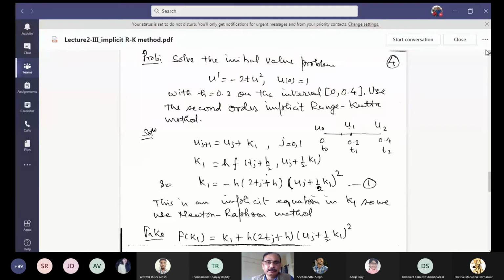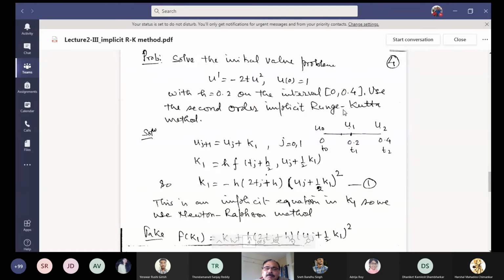Is this slide shown on your screen? Yes, sir. Okay, same problem. There is a reason to take the same problem, so that you can compare the results of all the methods you are developing continuously. u prime equal to minus 2t u square, u0 is 1, h is 0.2. You have to solve on 0 to 0.4.